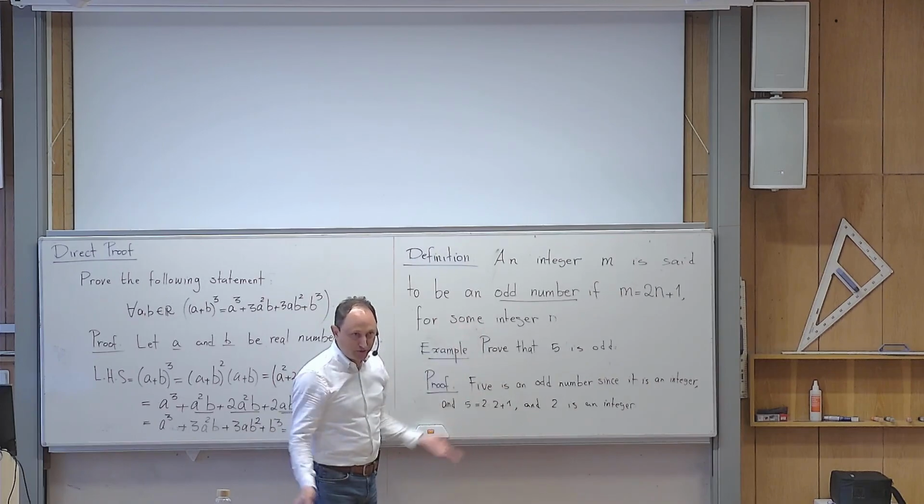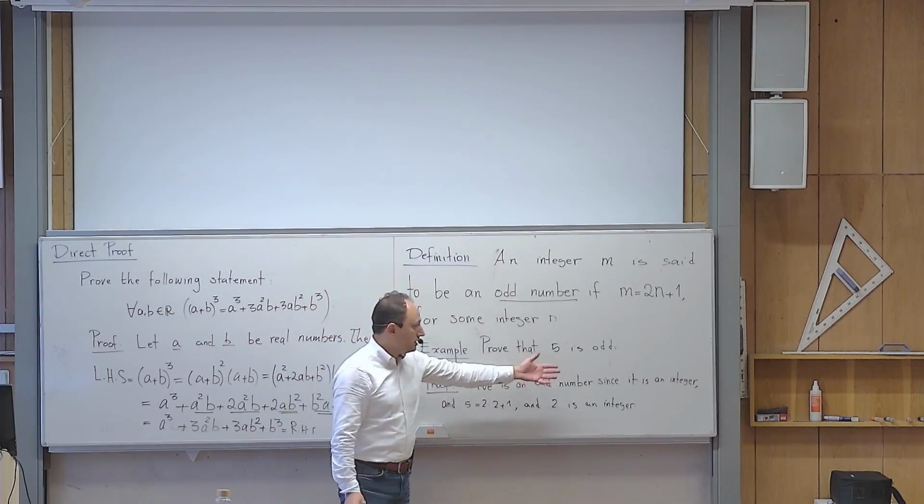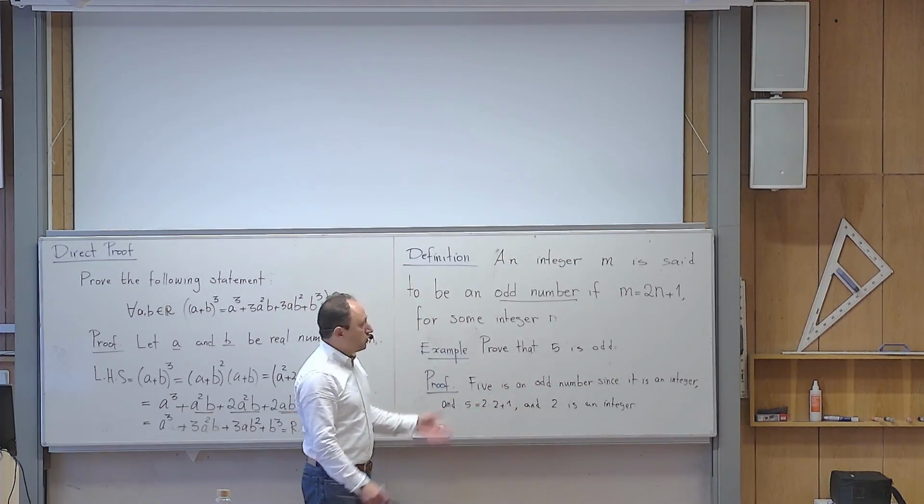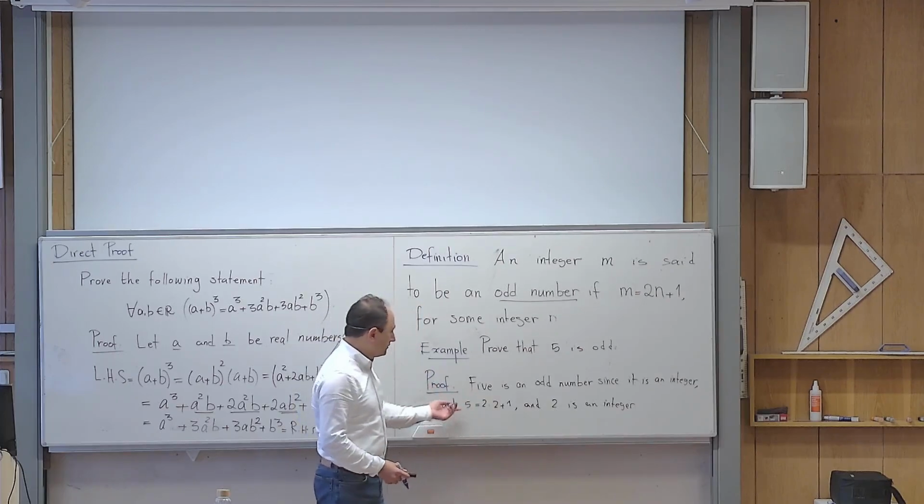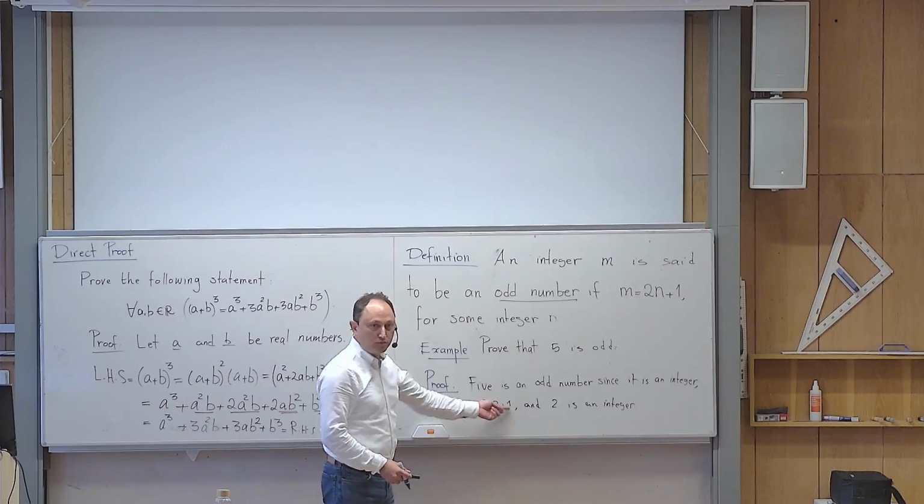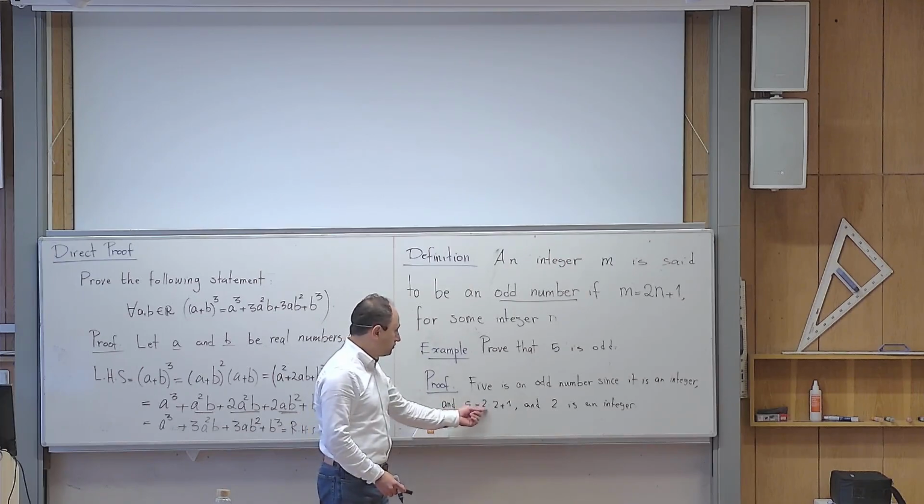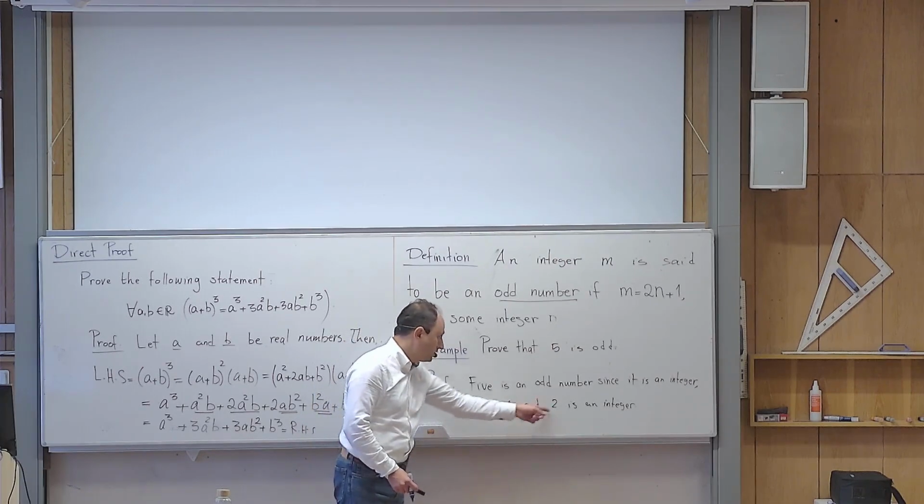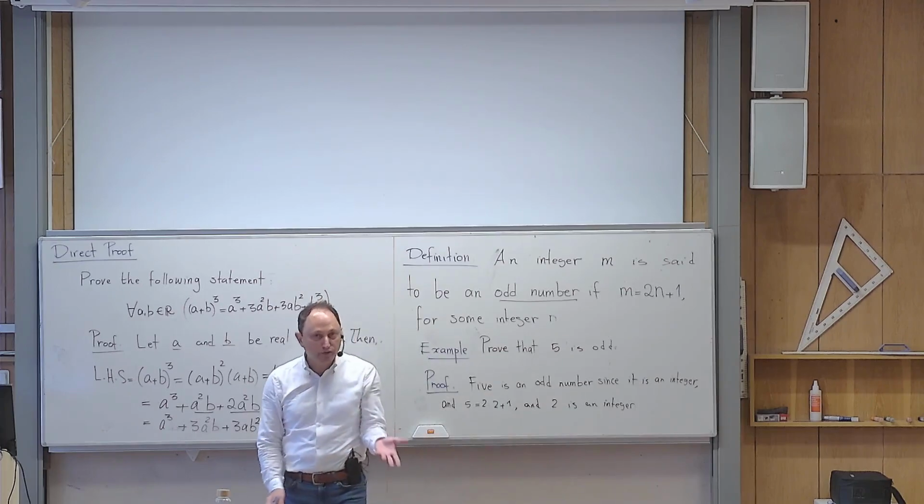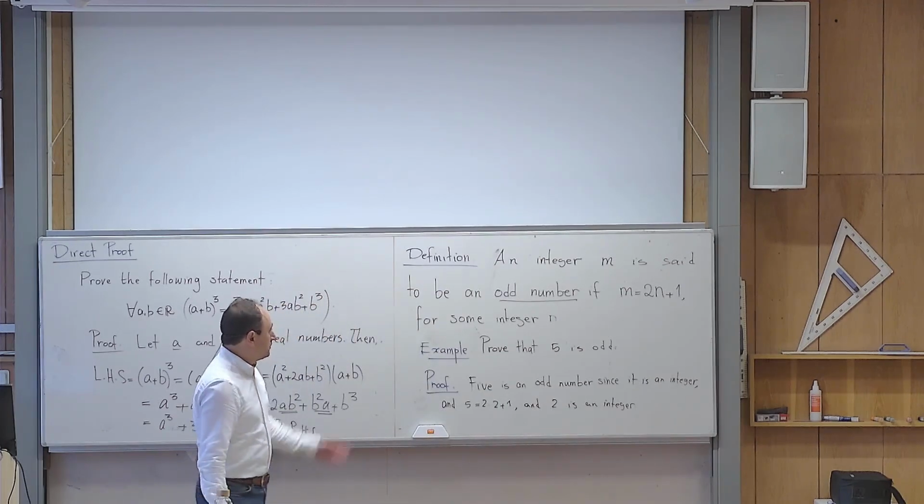Whatever you want to write, but you should write along these lines. Since it is an integer, moreover, 5 is 2 times an integer plus 1. So you have to write 5 is 2 times 2 plus 1, and this 2 is an integer. So this you have to write for proving that 5 is odd.